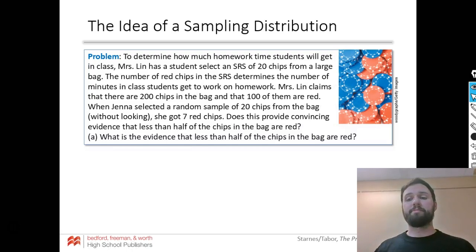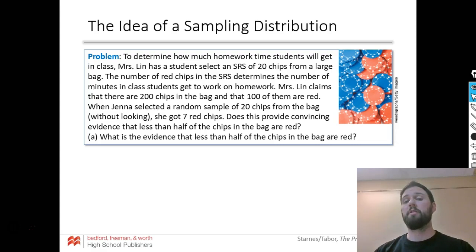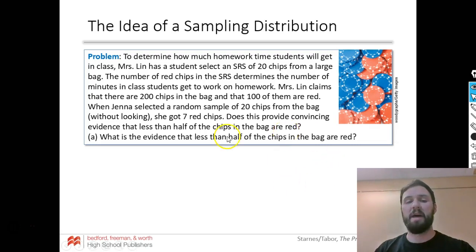Got a different problem. Pause it, read it. Pretty much there's a bag of 200 poker chips. 100 are red, 100 are blue. And they're going to randomly grab 20 chips from the bag, and they're going to look for evidence that less than half the chips in the bag are red.